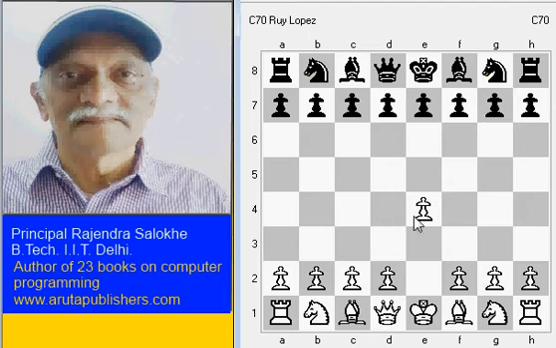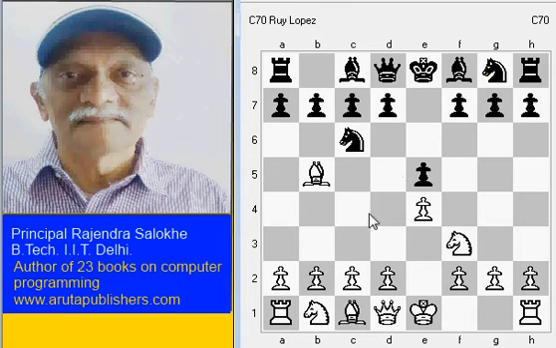Now next, to reply to this, black plays e5. Now white plays knight to f3, attacking this pawn. This pawn has no support, so black brings his knight here to c6 to support the pawn, and white moves the bishop to b5, attacking this knight. So these are the common moves of Ruy Lopez. Always these moves will happen at the start with Ruy Lopez.